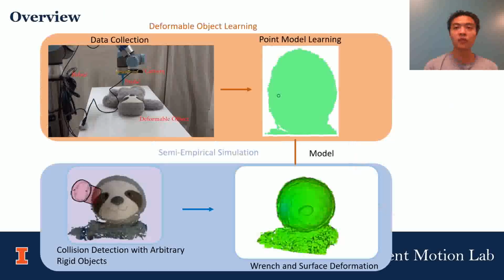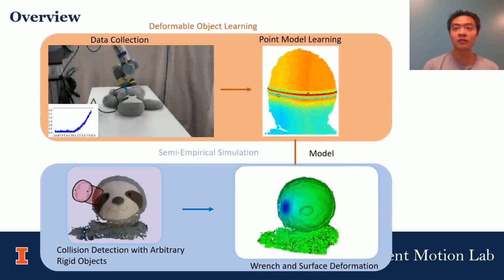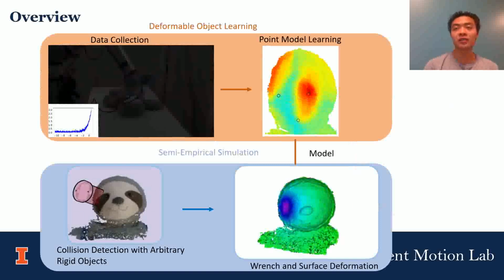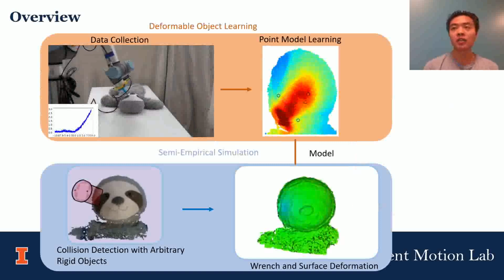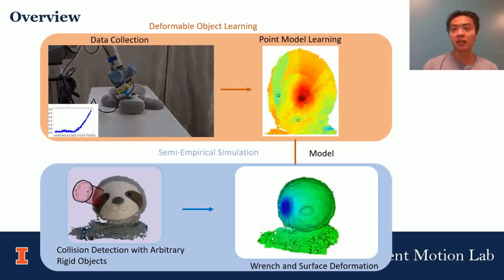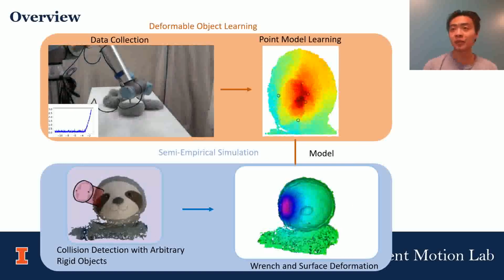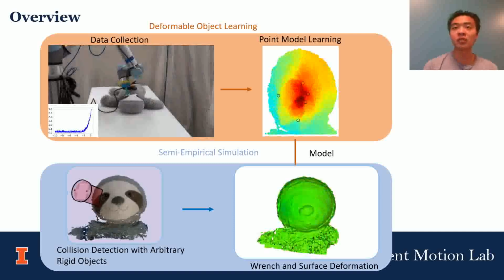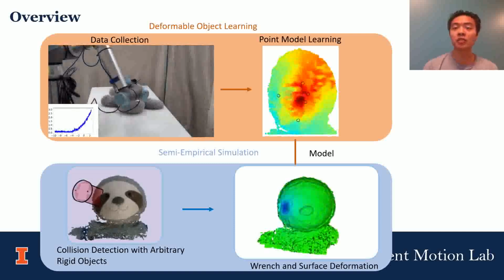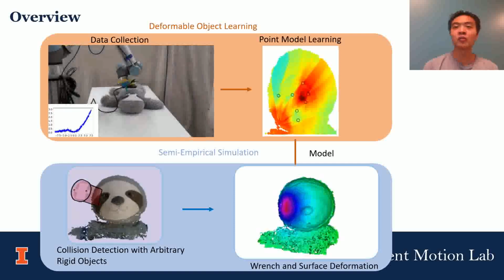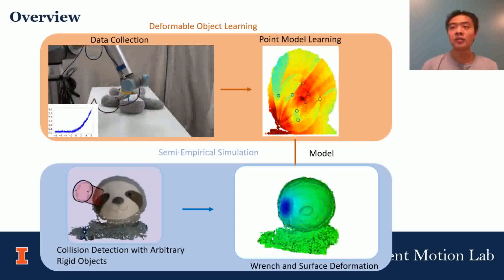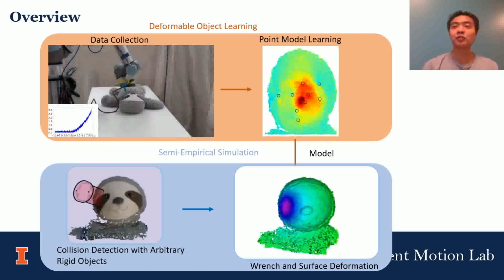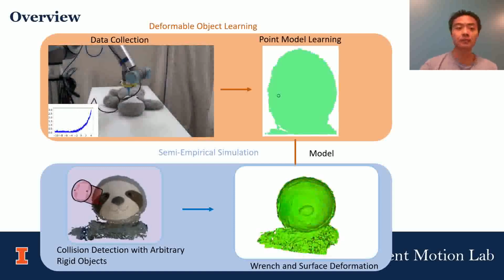Here is an overview of our method. Shown on the top left, we use a robotic system to collect visual and tactile data from a small number of pokes. Then we build a point interaction model of this deformable object. The model is then used in a semi-empirical simulator that solves for deformation and contact range with an arbitrary rigid object. In the bottom right animation here, the color of the deformed object represents the amount of surface deformation. Notice that we can continue learning by simply retraining the point model with new data.